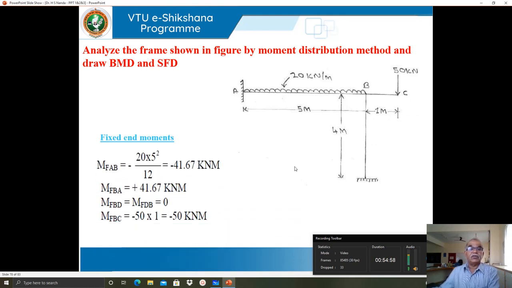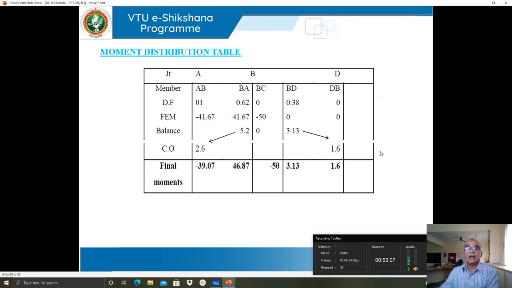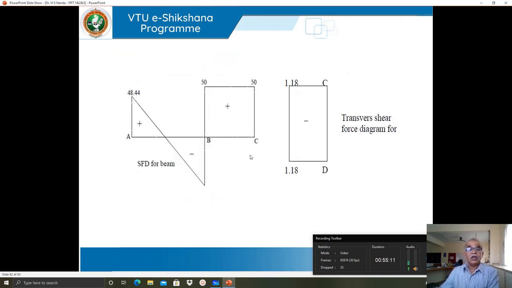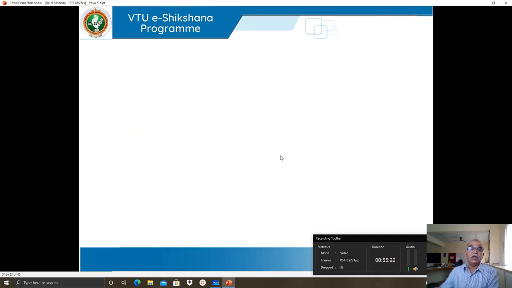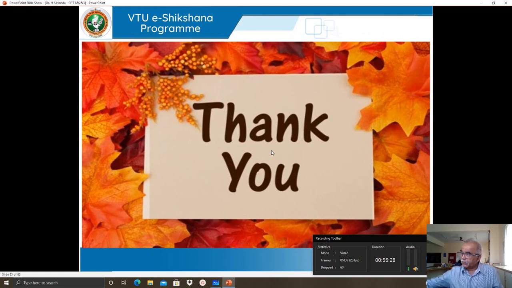Now fixed end moments, and using proper moment of inertia, the distribution factors are calculated, and this moment distribution table and loadings and the shear force diagram. For vertical members, if you draw the shear force diagram, it is also called the transverse shear force diagram, and that is the ending.